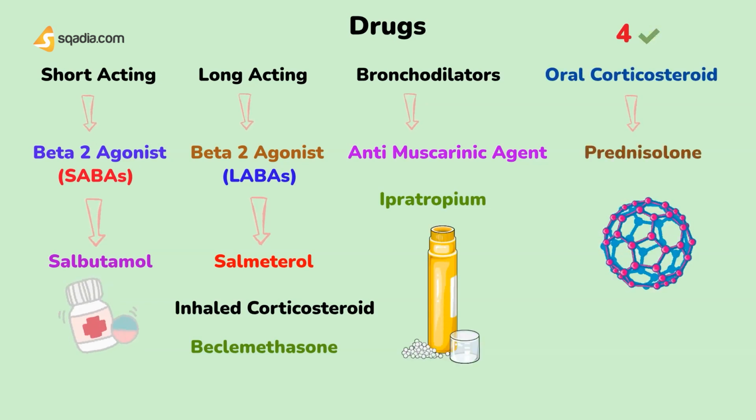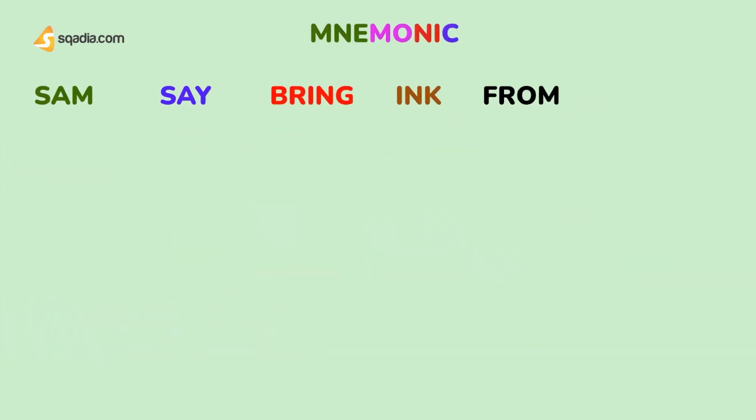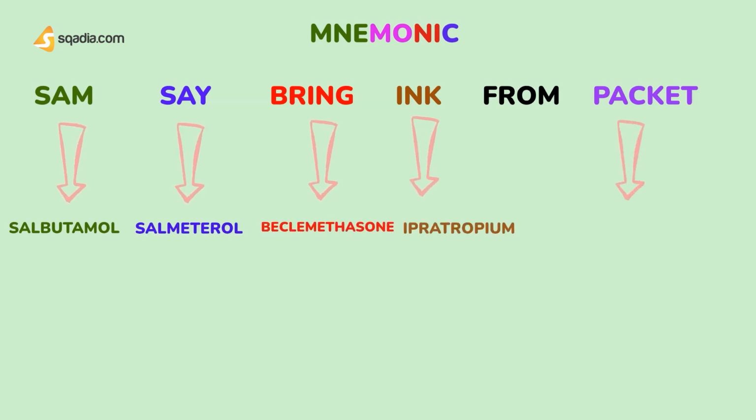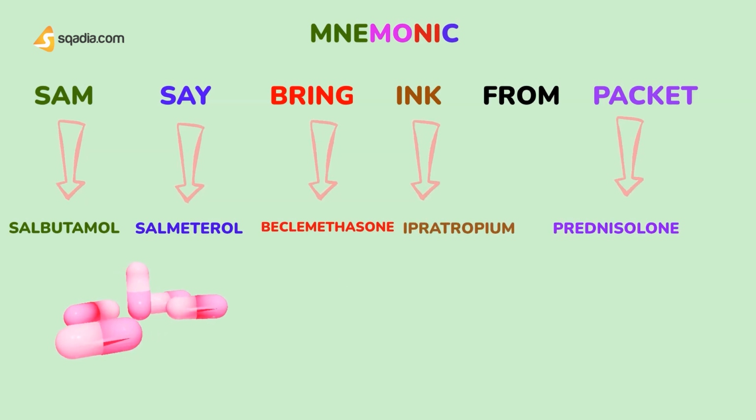I know it's confusing. Let's have a quick mnemonic to memorize it. Here comes the mnemonic: Sam C bring ink from packet, where Sam stands for salbutamol, C stands for salmeterol, bring stands for beclomethasone, ink stands for ipratropium, and packet stands for prednisone. Easy and fun.